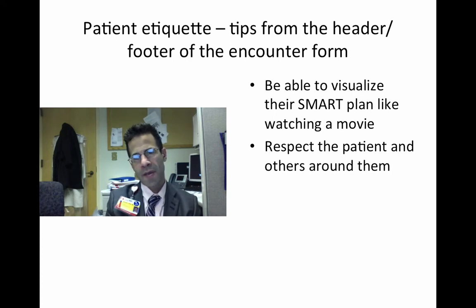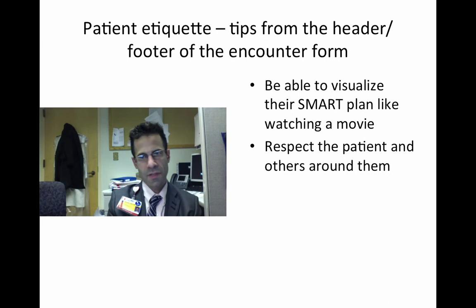You also want to respect the patient and others around them. You are the only person going into the patient's room who is not on a time clock. You can spend as much time with them as you want. If a nurse comes to the bedside or looks into the room and sees you're doing something, she'll say, okay, I can come back to do that. Invite her to come in right now and do what she needs to do.